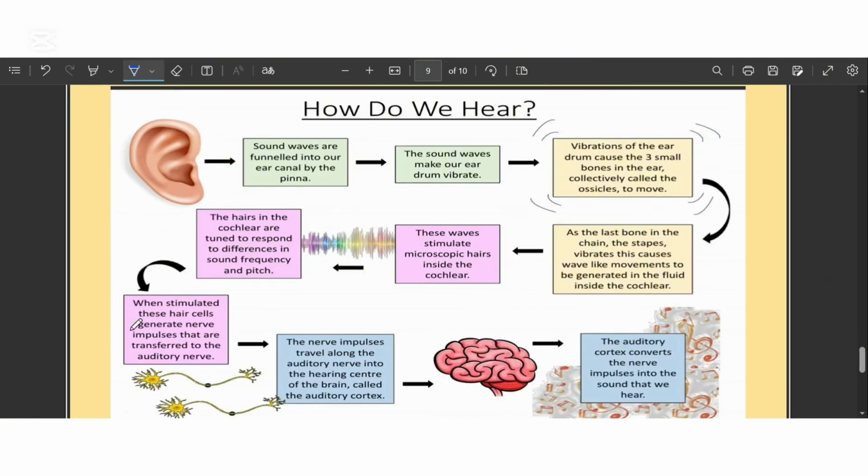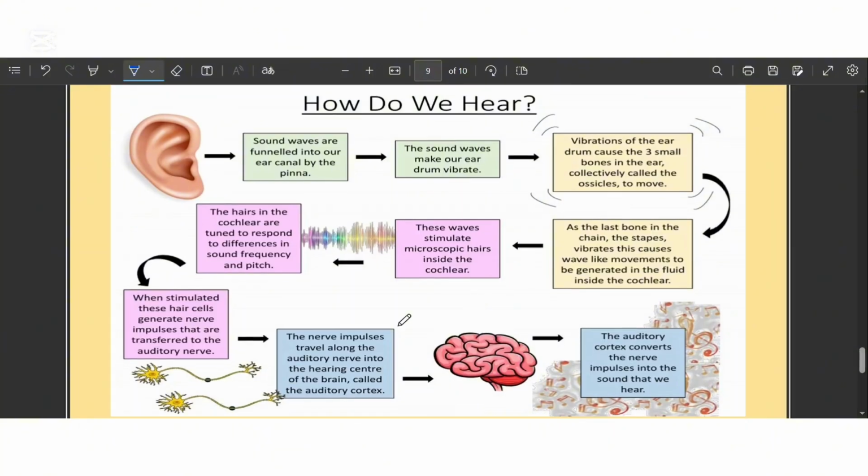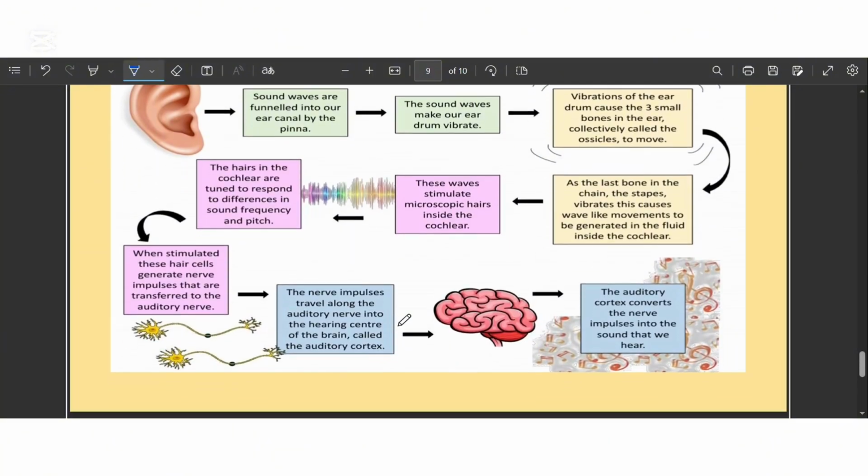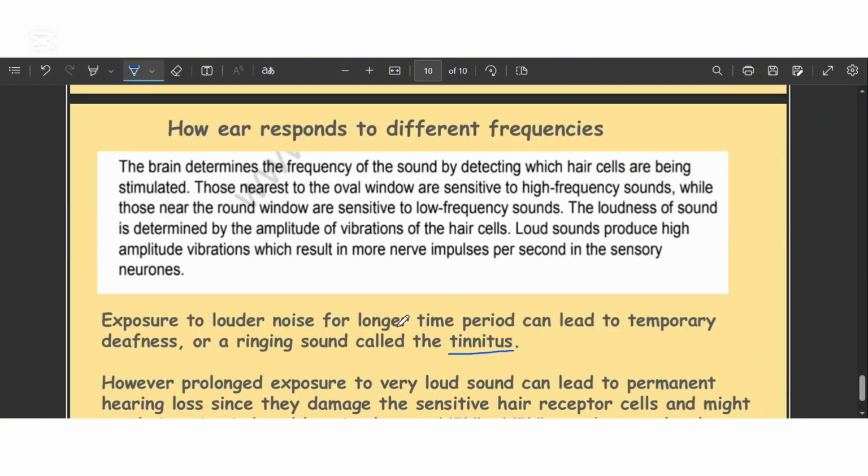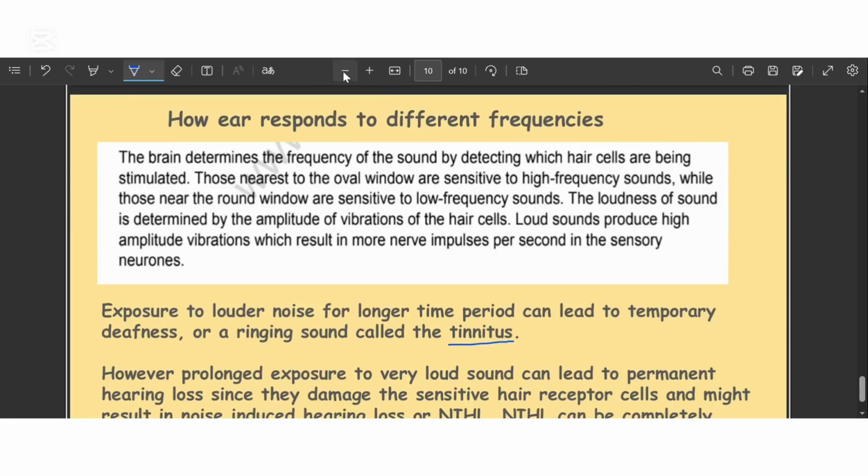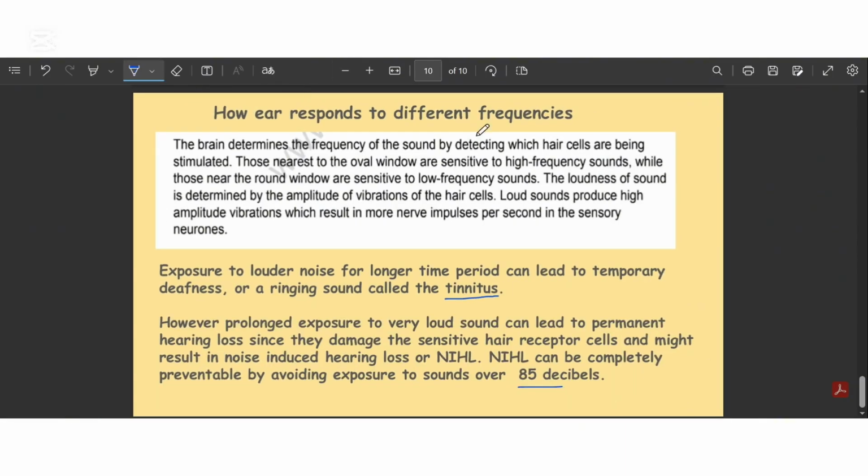Now, since we have completed that part, here is a short summary of how we hear. We have completed this earlier. You can go through this for a short recap. Now we move to the last part of our topic, which is how the ear responds to different frequencies.